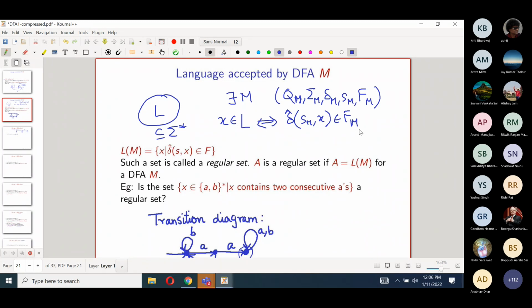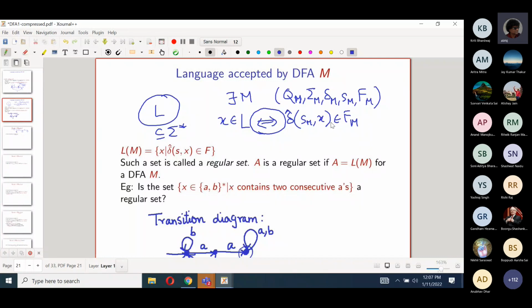Is it fine? Yes, ma'am. I'm asking whether L contains every string X, or only some set of strings that can pass through that. This is an if and only if condition. I'm telling you exactly which strings are in L: exactly those strings such that if you start from the start state of this machine M, you end up in a final state.